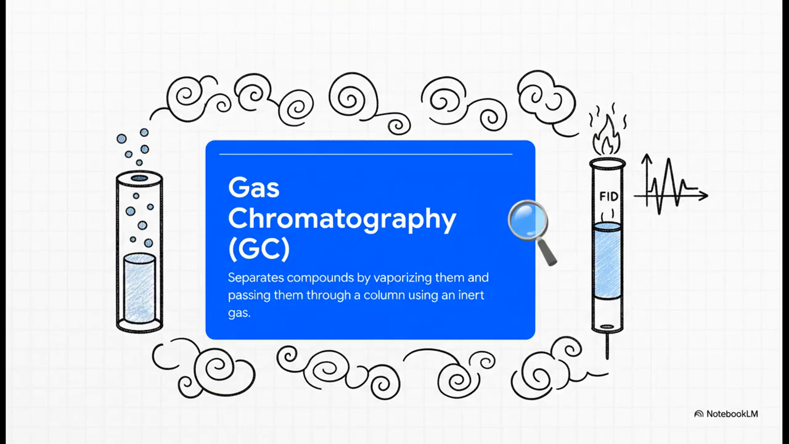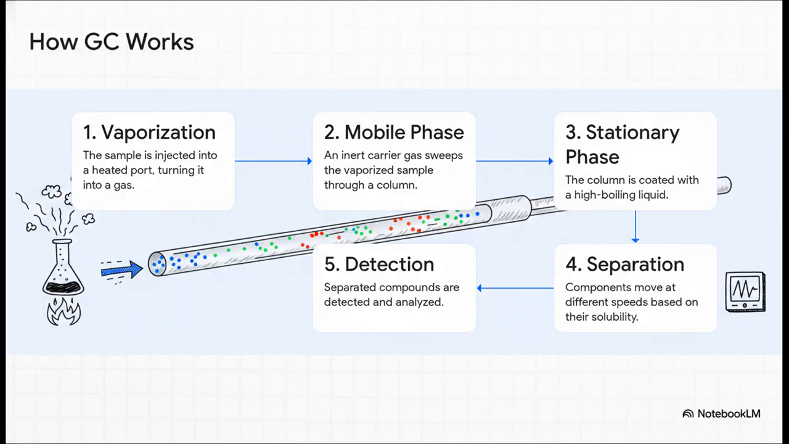One of the real heavy hitters in this field is gas chromatography, or GC for short. And, just like the name says, this technique is an absolute master at analyzing any substance that you can safely turn into a gas. So how does it work? It's basically a 5-step dance. First, you heat the sample until it vaporizes into a gas. Next, an inert gas, something that won't react, sweeps that vapor into a long, super thin column. Inside that column is a special liquid coating.